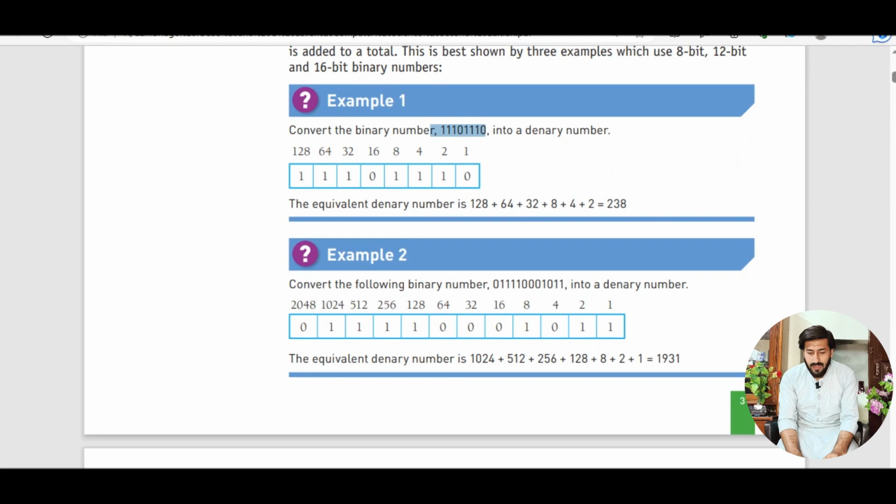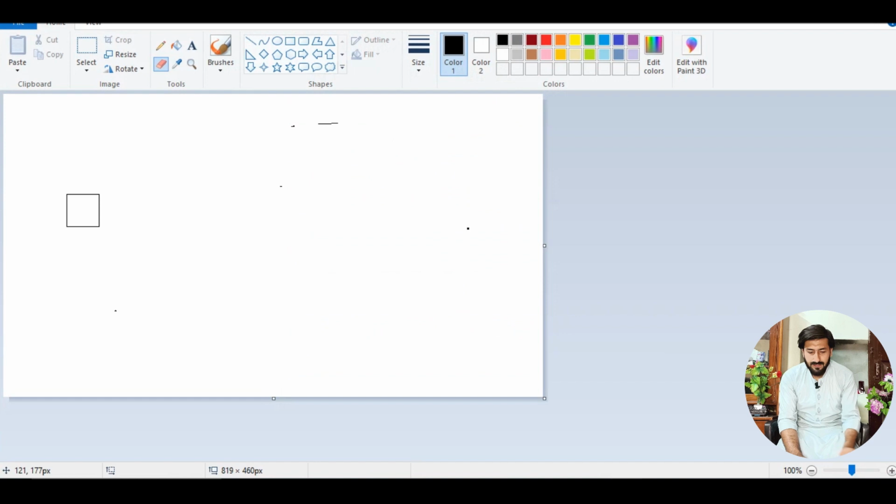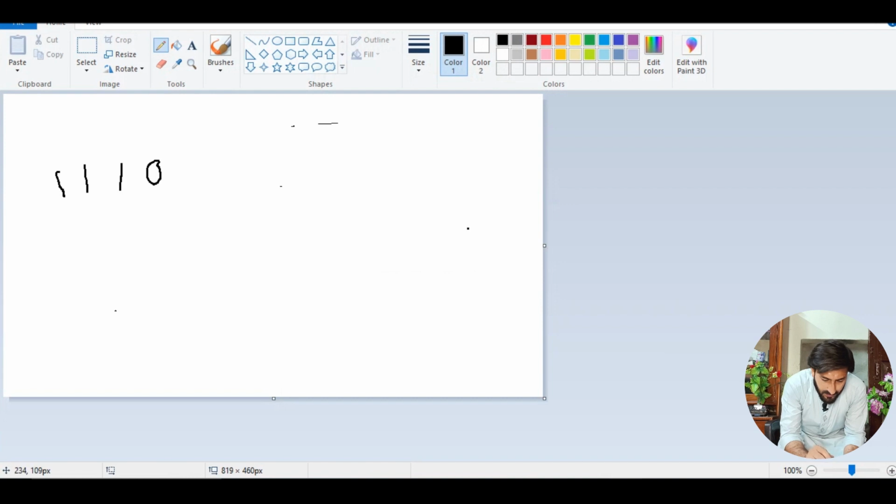The first value that we have is 11101110. Let's solve this. Let me just quickly write the value. We have 1110 1110. This is the binary value. The first thing that I need to do when I'm doing any conversion, general rules you can say for any conversion, whether it's binary to Denary, Denary to binary, any possible conversion. First things first, I will write the headings, right?